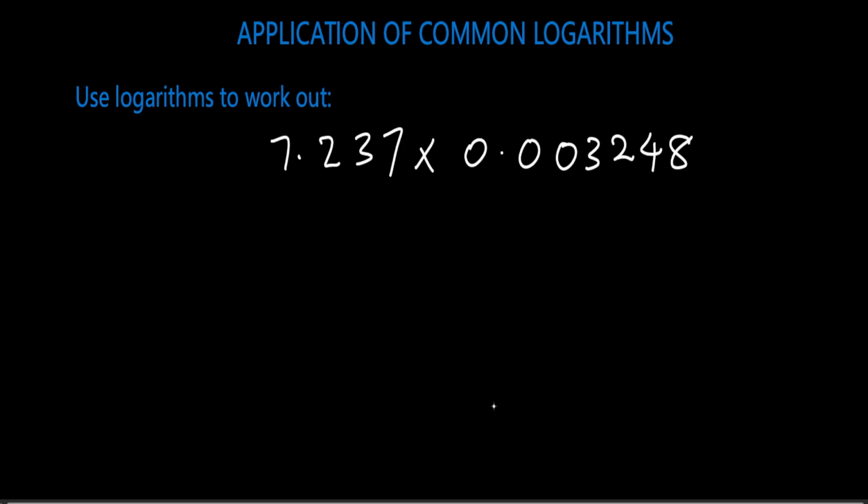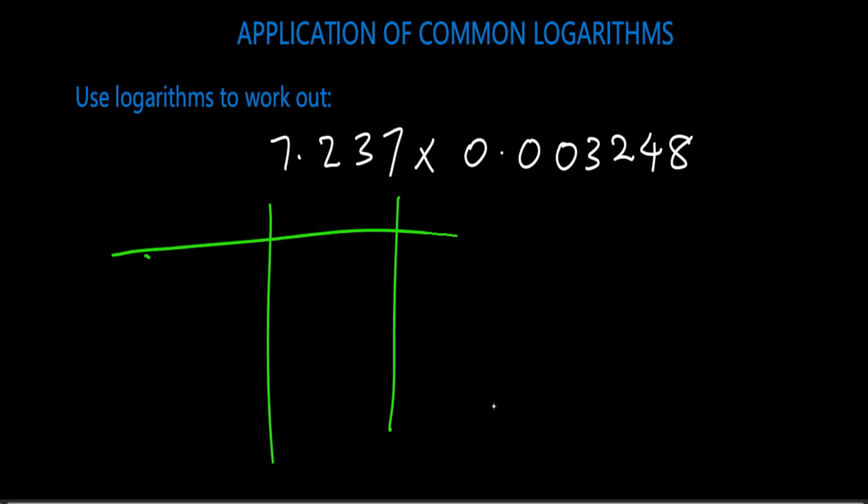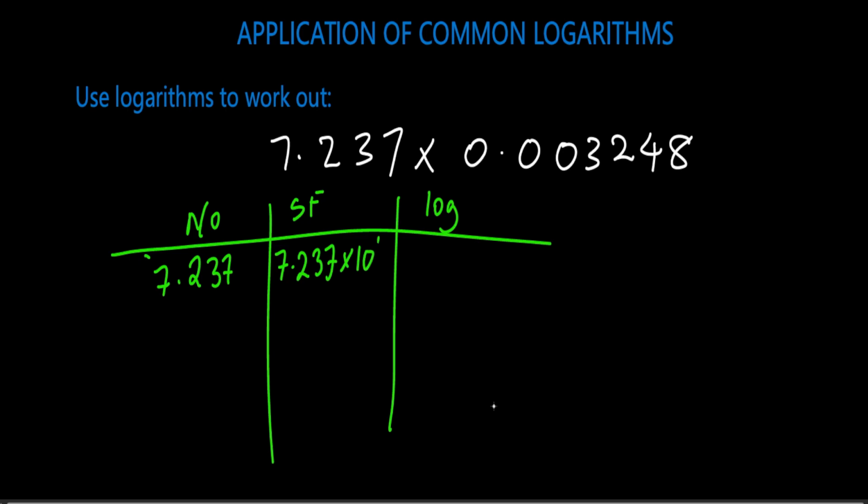So let's start. You create a table. Probably my table is not that good. You write a column of number, standard form, and also a column of logarithm. Under the number, you write the first number, which is 7.237. Written in standard form, it's 7.237 times 10 to the power of 0. So your characteristic is going to be 0 point, because the power of the 10 is 0.